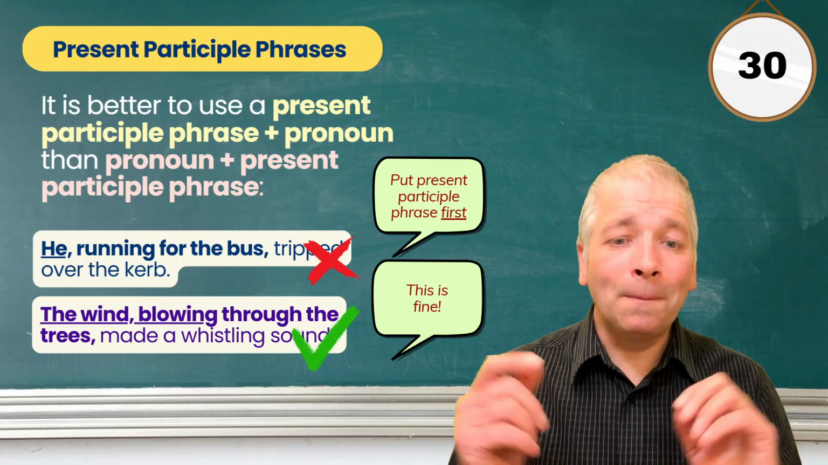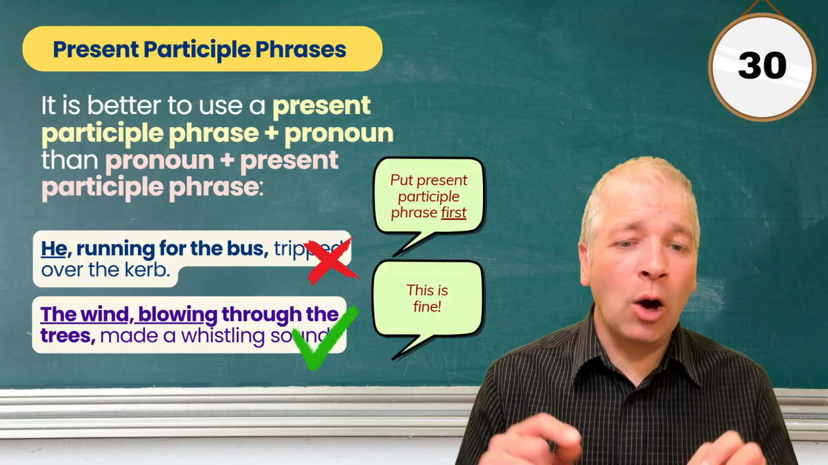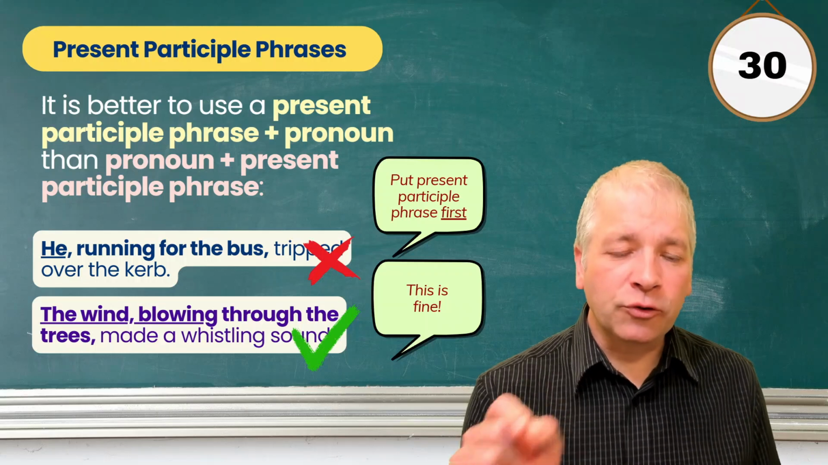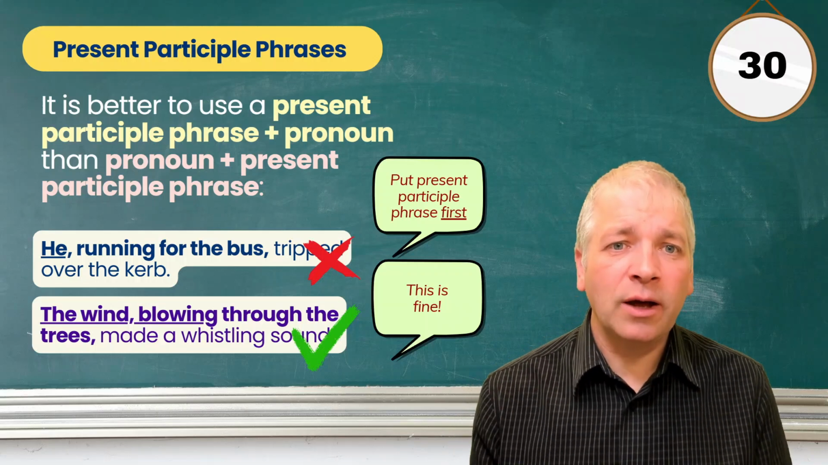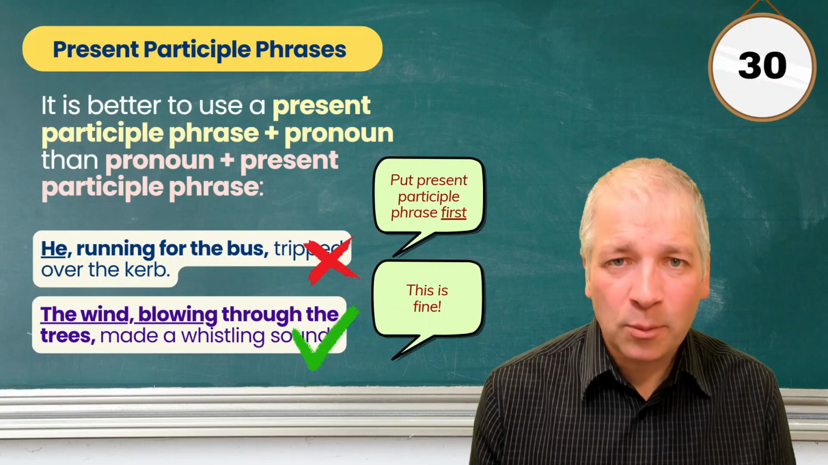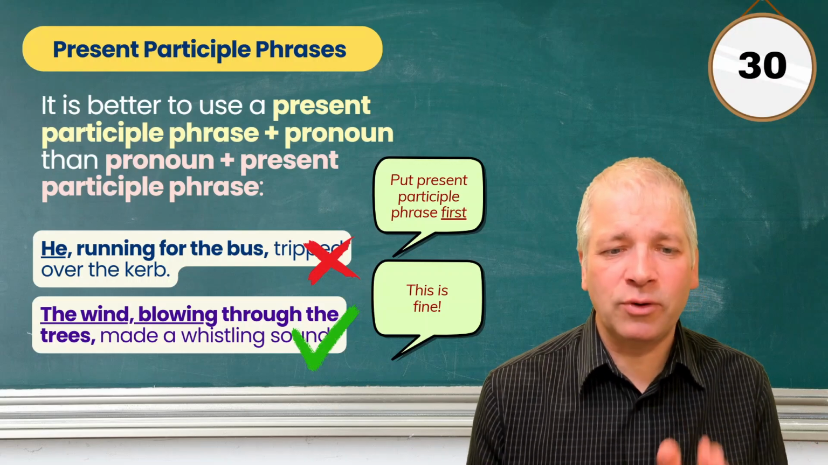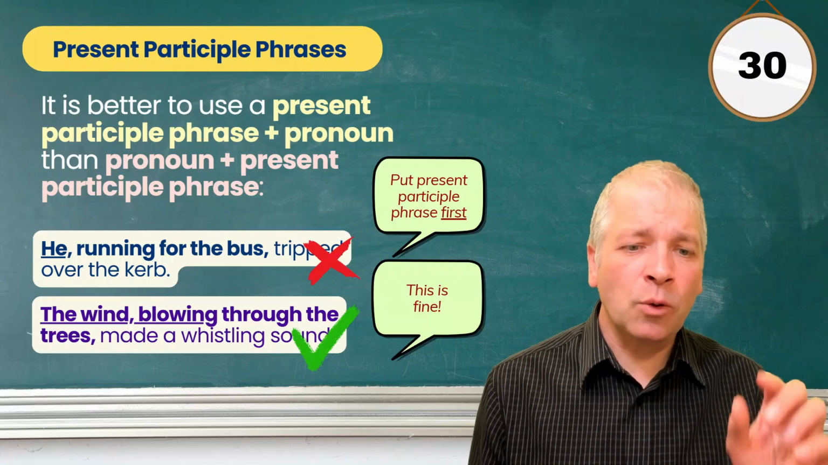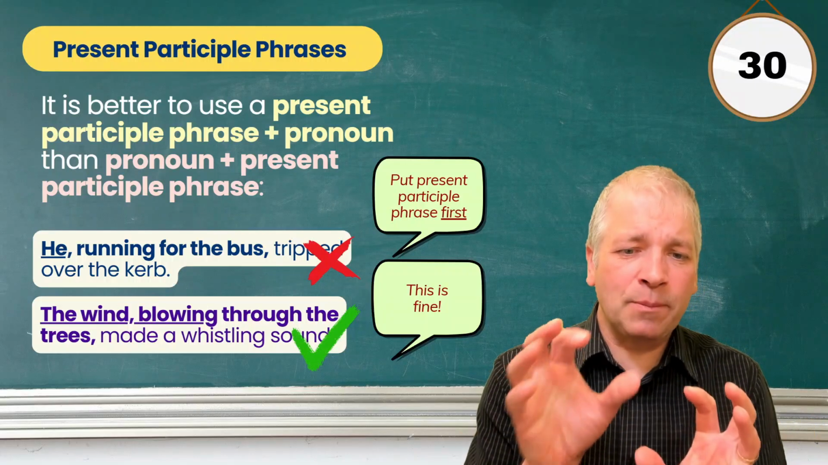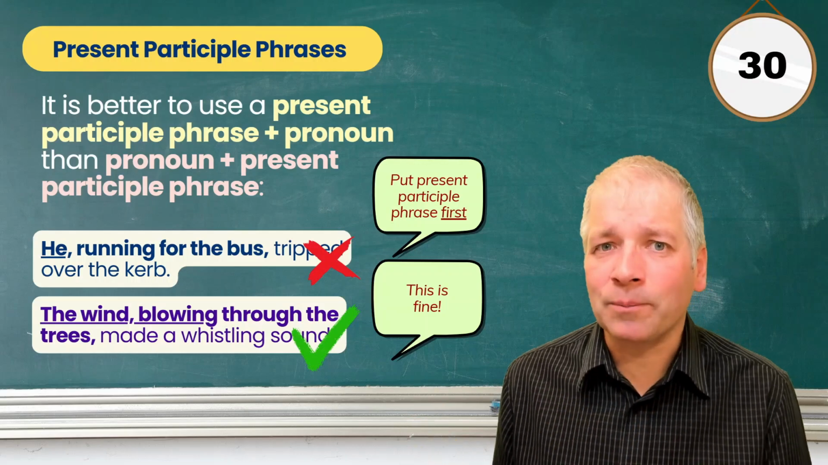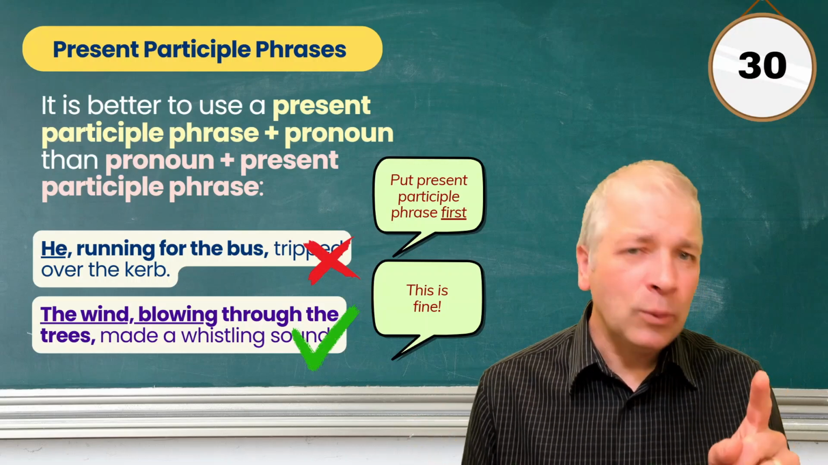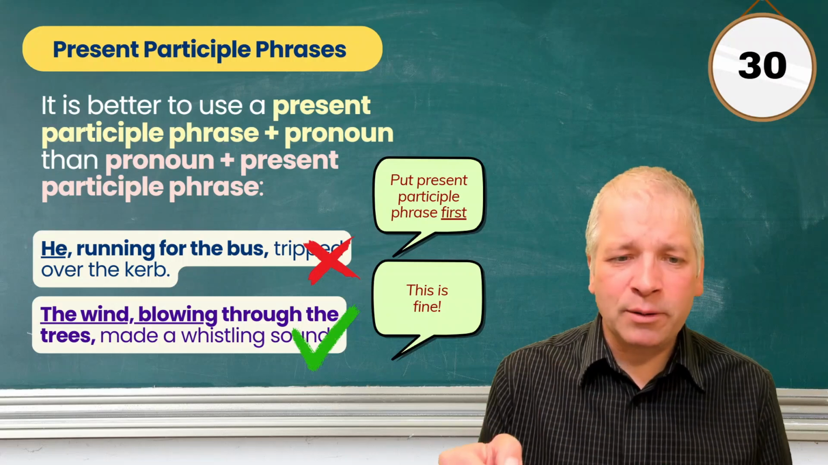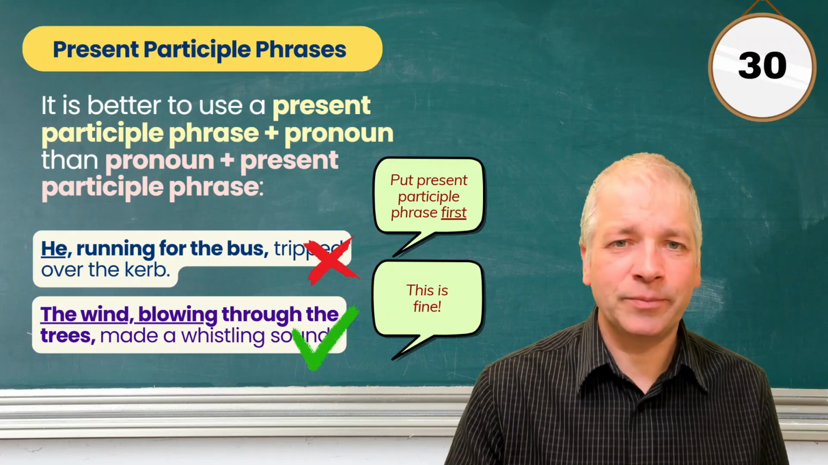The wind blowing through the trees made a whistling sound. So here, blowing through the trees comes after the noun. It could have come before. What we saw before was also correct. Blowing through the trees, the wind made a whistling sound. But here we can swap them over so that the wind has the phrase blowing through the trees after it as well. But with he, we couldn't do that. We needed to have it the other way round. It needed to be running for the bus, he tripped over the curb.